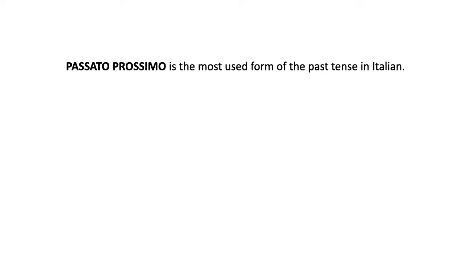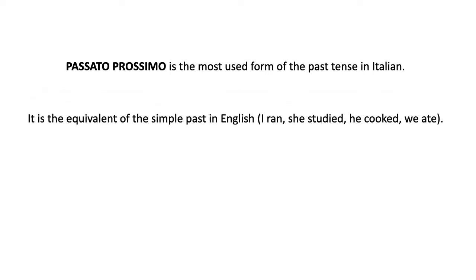So, just as a recapitulation of the most important things we learned last time, passato prossimo is the most used form of the past tense in Italian. It's a form of the verb that lets you know that the action is happening in the past. It is the direct equivalent of the simple past in English, the type of past that we use all the time in English, right? The form of the verb that we use to refer to things that happen in the past. Some examples I give you here: I ran, she studied, he cooked, we ate, right?